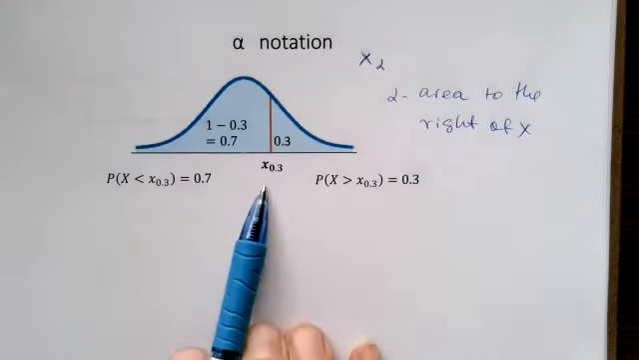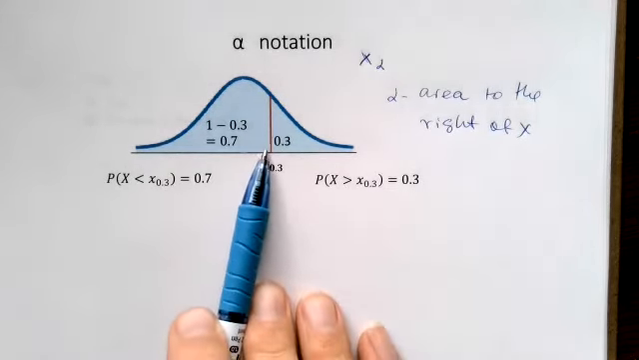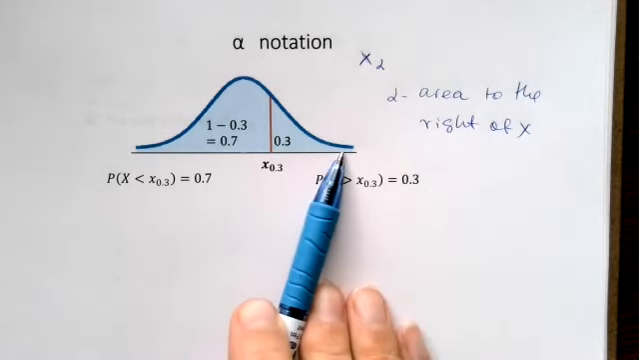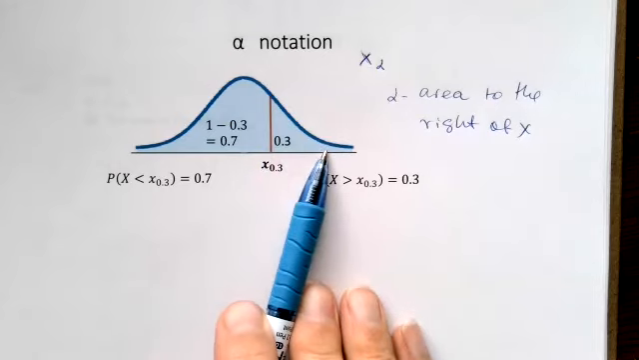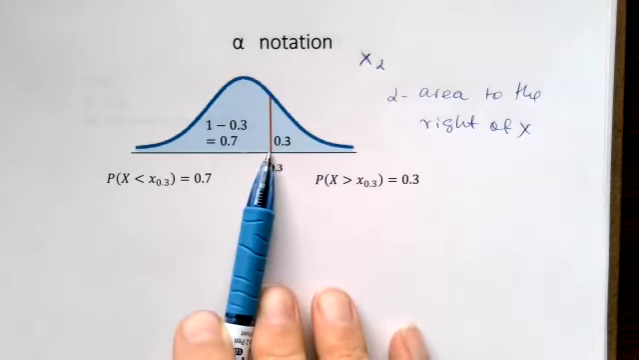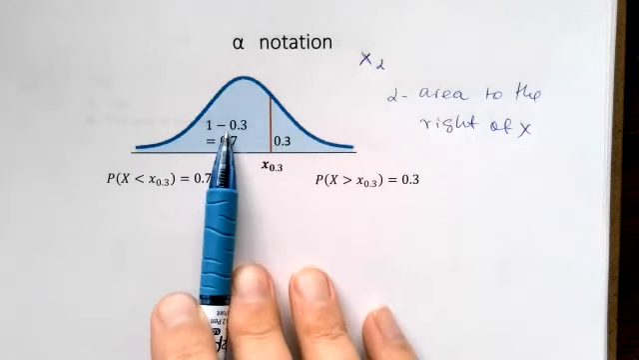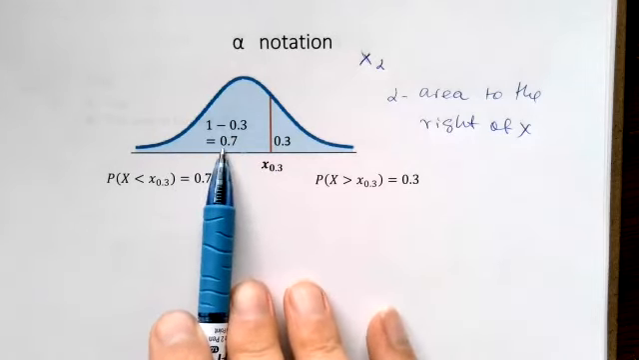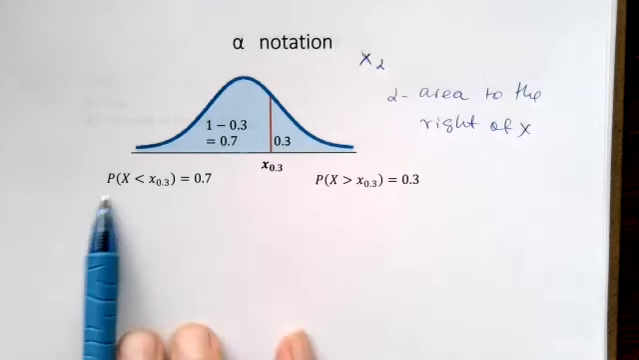So for example, here we have x with a subscript 0.3. What that means is that the area to the right of this x is 0.3. Well, that means that the area to the left of that x is 1 minus 0.3, which is 0.7. So here's the notation that we're going to be using.